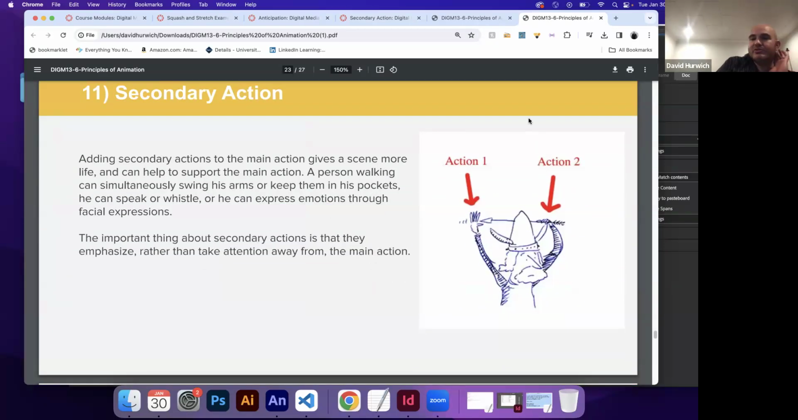Next is what is referred to as a secondary action. Okay. A secondary action's purpose is to add to the main action of whatever is happening. So, for instance, if someone is walking, their legs are moving, but they also might be swinging their arms, or maybe they're wiggling their hat, or whatever. Maybe they're whistling or their facial expressions. Okay. The point of a secondary action is to emphasize rather than take away from the main action. Okay, so here's some examples.